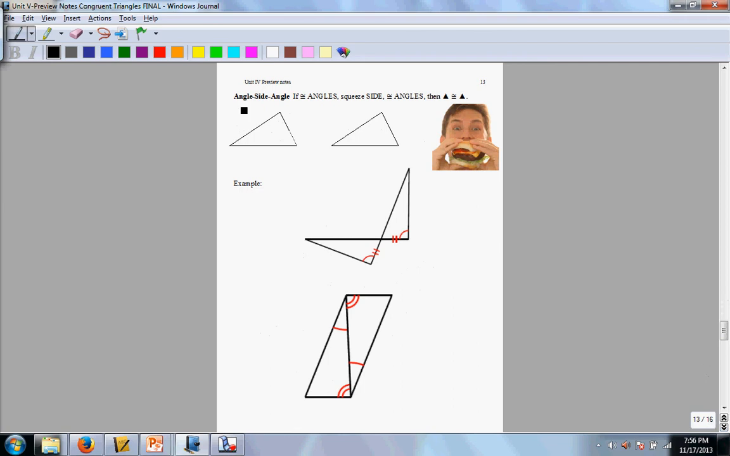There's a third one called angle side angle. It says if we have a pair of angles congruent, a squeezed side, and then another pair of angles congruent. Think of it this way. Sweep a pair of angles congruent. Put an A for angles. Now, sweep a pair of congruent sides. Put an S for a pair of sides. Now sweep another pair of congruent angles. Put an A.